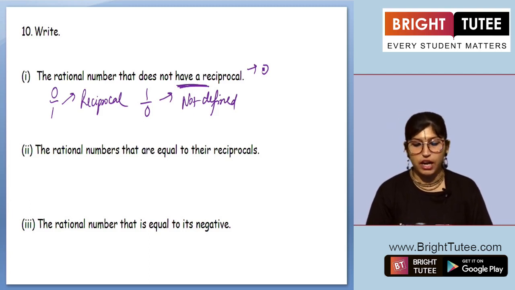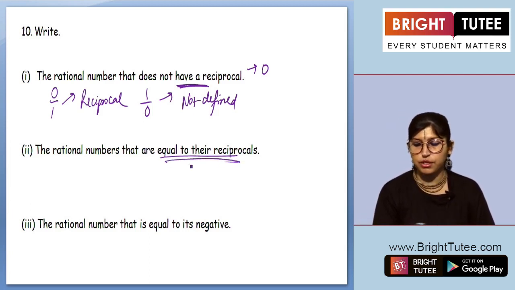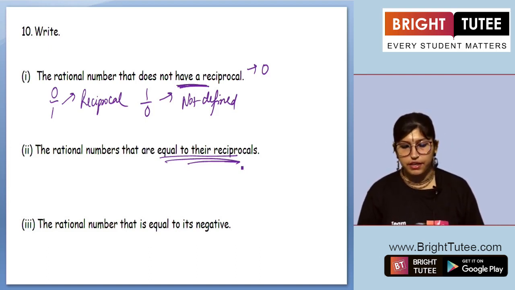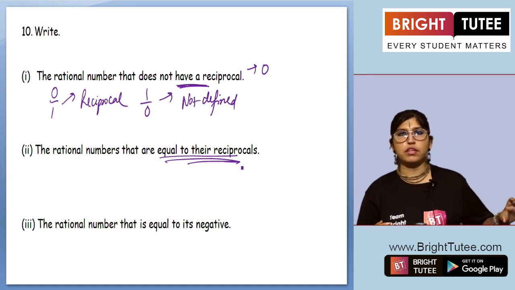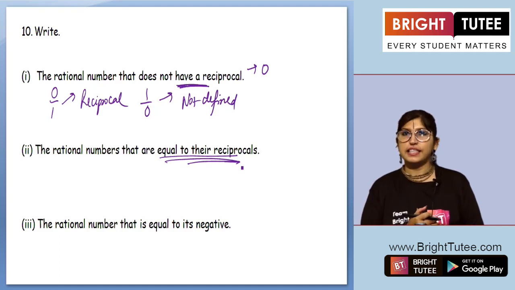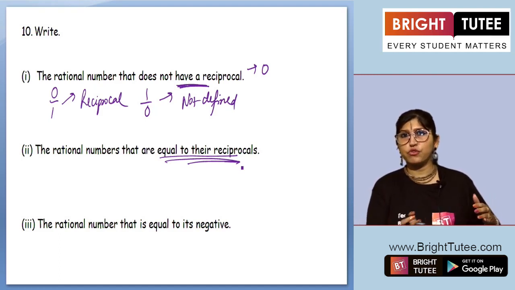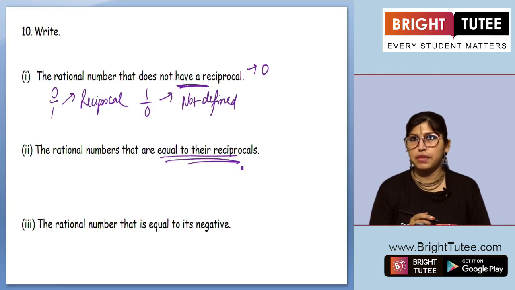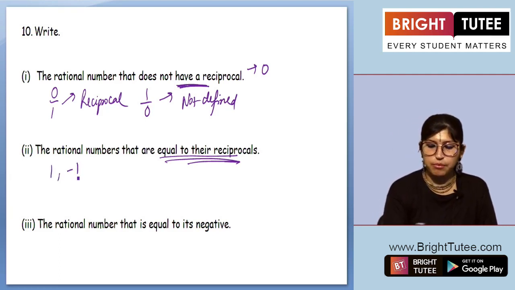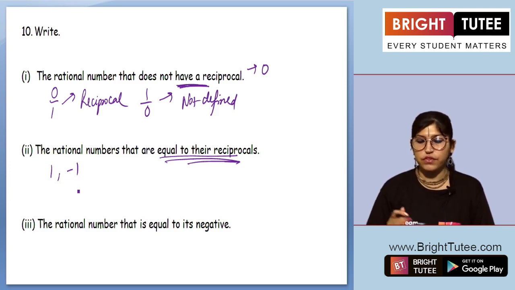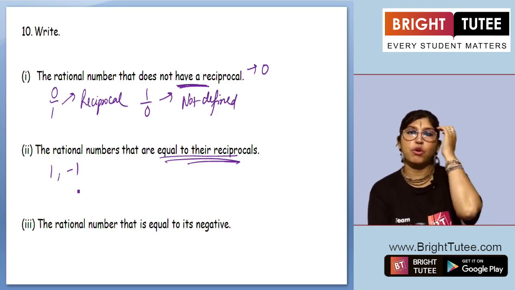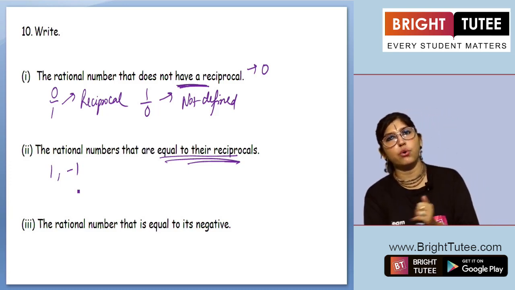Now the second part says the rational numbers that are equal to their reciprocals. So you need to write down the rational numbers. It can be 1 or 2 that are equal to the reciprocal. Whatever the number is, that will be equal to its reciprocal. We need to find those two numbers. I can say that it is a good guess because a few seconds back we did the same thing, that you can get these questions in other forms as well. So 1 and minus 1 are two numbers that are equal to their reciprocals, because the reciprocal of 1 will be 1 and the reciprocal of minus 1 will be minus 1 only.